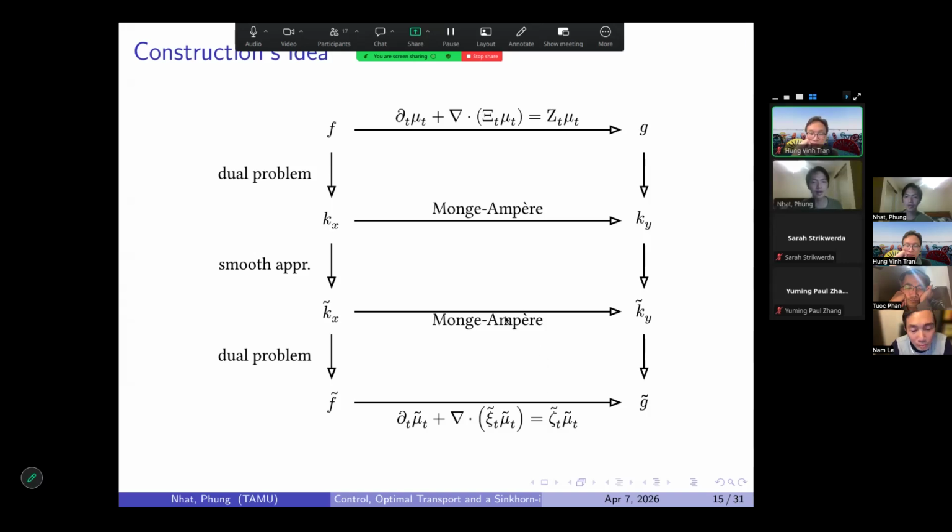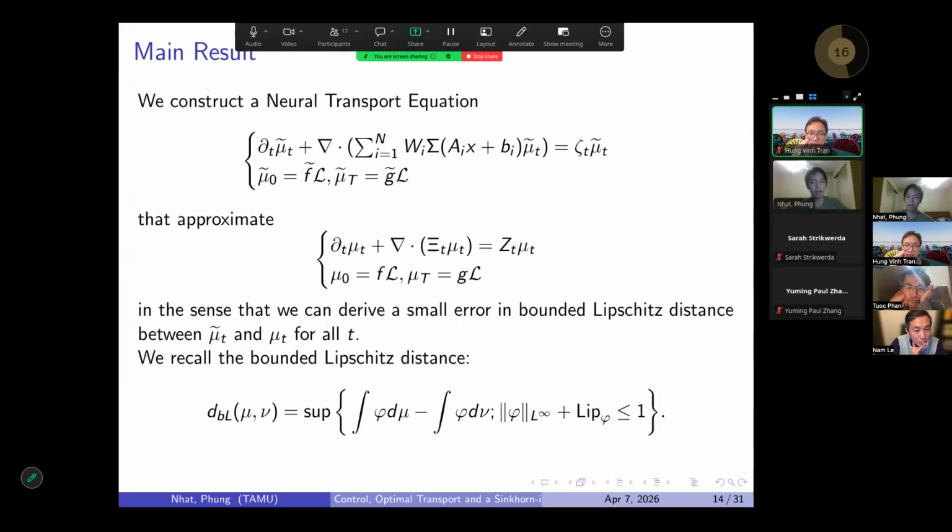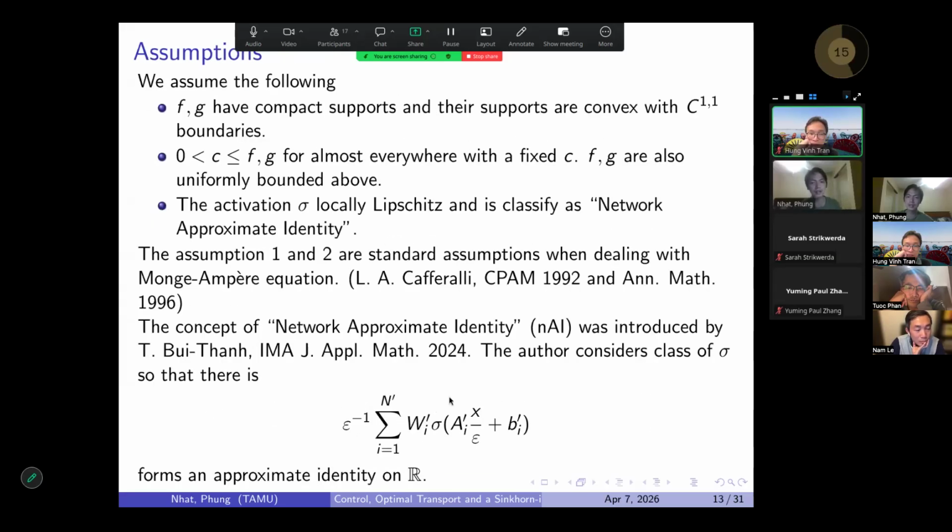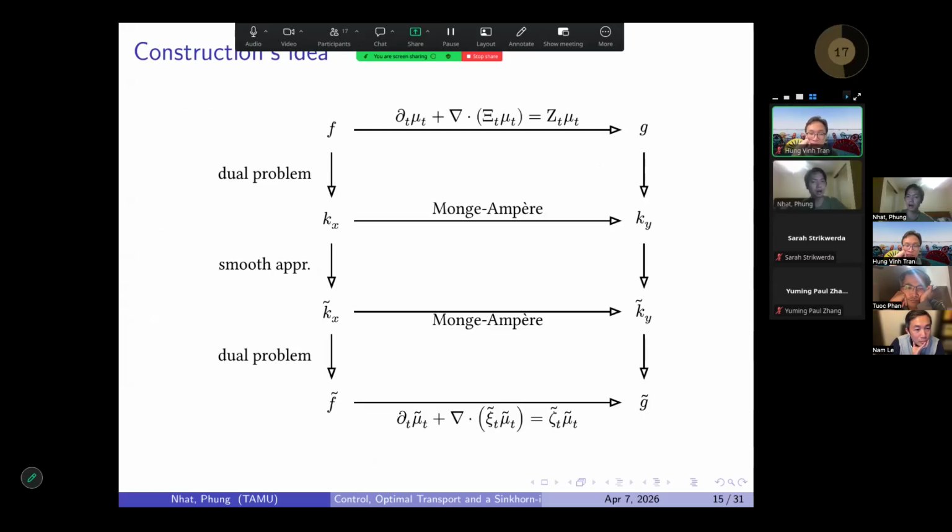And then we also do the same. We have the Monge-Ampere solution here, and we construct the vector field here. After we have these two vector fields, we use the idea of neural approximate identity that I mentioned earlier. It is also an approximate identity, and then we can use another mollifier on this to get the neural network.